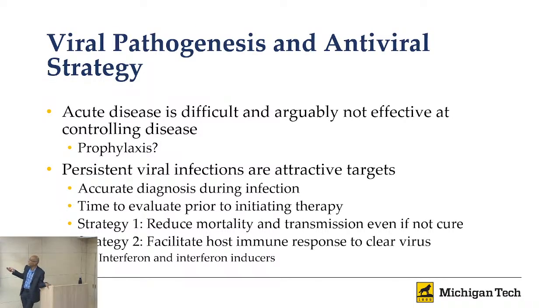Okay, so viral pathogens and antiviral strategy. Acute disease is difficult and arguably not effective at controlled disease, because this is due to the prophylaxis. Persistent viral infections are attractive targets, with accurate diagnosis of infections and time to evaluate prior to initiation of therapy. So you can do two different strategies. One can reduce mortality and transmission even if it does not cure, or facilitate host immune response to clear virus infections. Understand? It's very simple. So acute disease is very difficult to control, but when it's persistent, then you can plan accordingly.